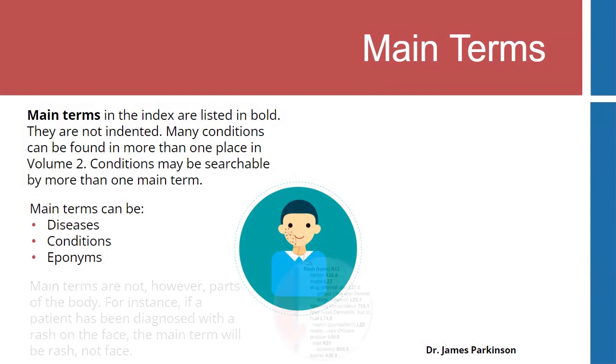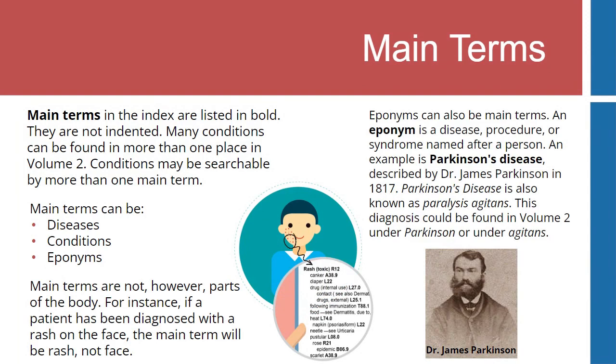So let's look at this. Main terms are listed in bold. Main terms can be diseases, conditions, or eponyms. So it's never the actual body part. It's the condition, the disease, or an eponym. What is an eponym? That's a disease, procedure, or syndrome named after a person. For example, Parkinson's disease is named after James Parkinson. So anytime you see eponym, that's just referring to a disease, procedure, or syndrome that's named after a person.